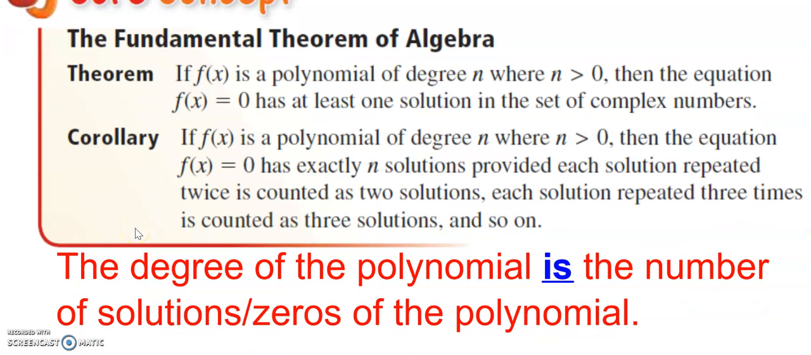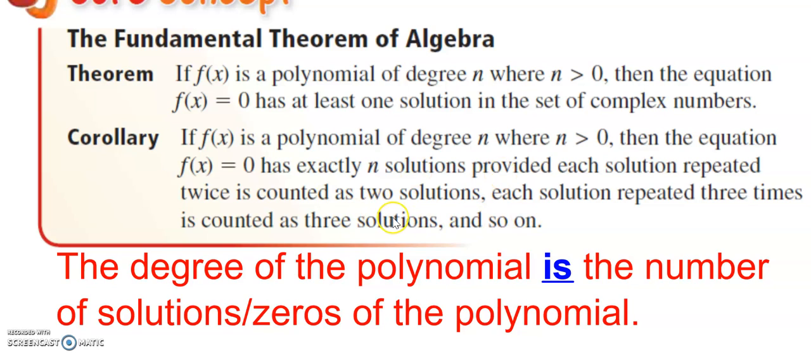So let me break it down for you. What is this telling us? This is telling us that the degree of a polynomial is the number of solutions or zeros that polynomial will have. That's what the fundamental theorem of algebra is really telling us. Now, it sounds more complicated than that. Really all this is saying up here is, well, those solutions don't have to be real numbers. They can be complex numbers, and also understanding that all real numbers are complex numbers.